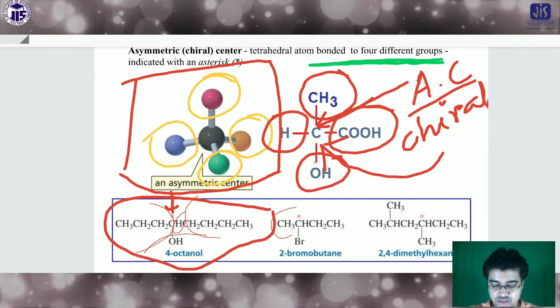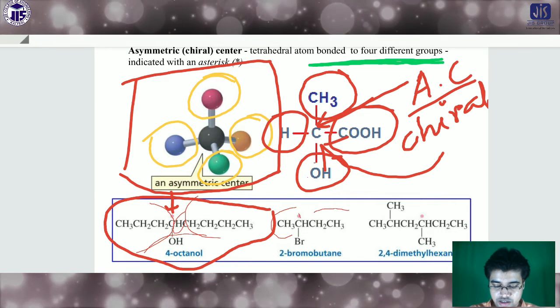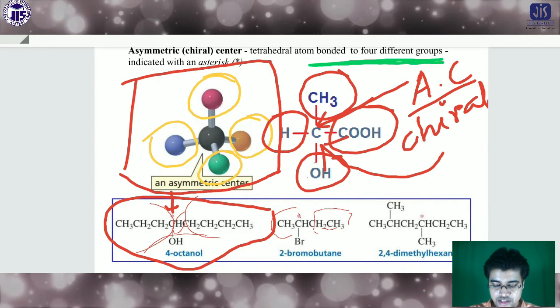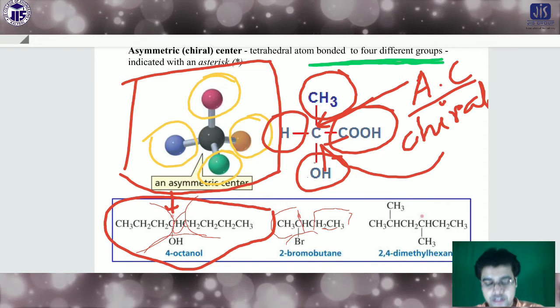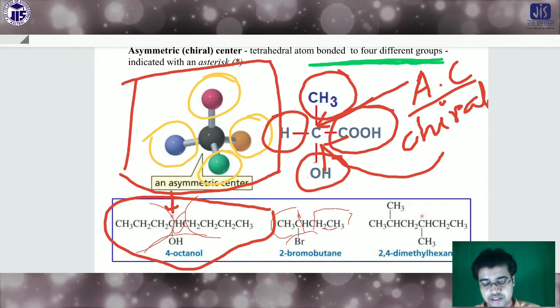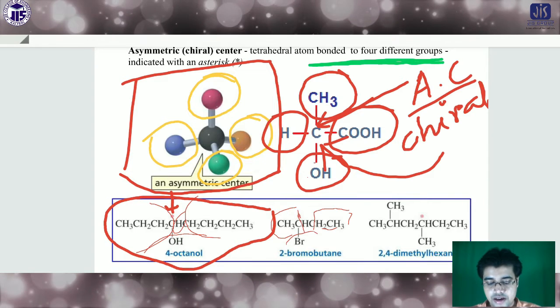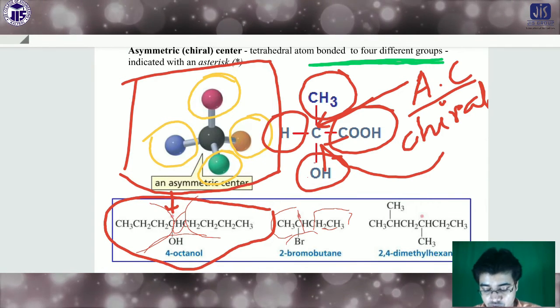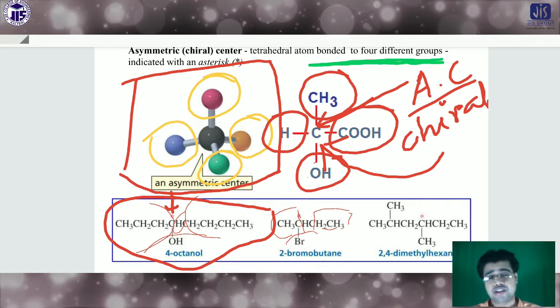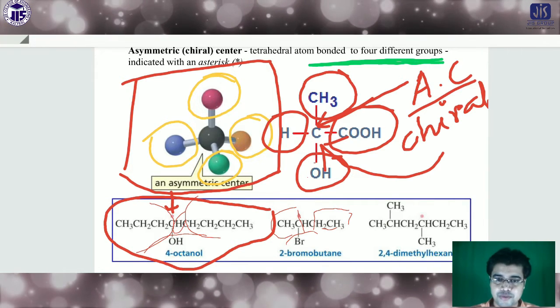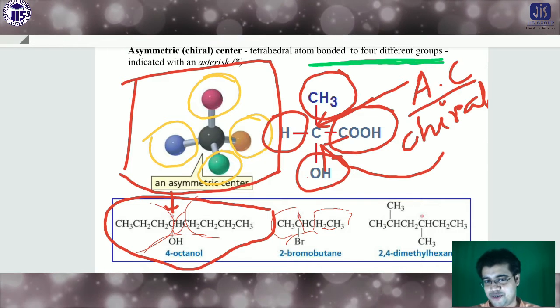Then all the examples are like that. One group is the CH3, another group is the CH2CH3, another group is the Br, and another group is the CH. So all these centers are chiral centers, or this is also called the chiral carbon. You have to keep in mind what is the chiral carbon, what is the asymmetric center, what is the chiral molecule.